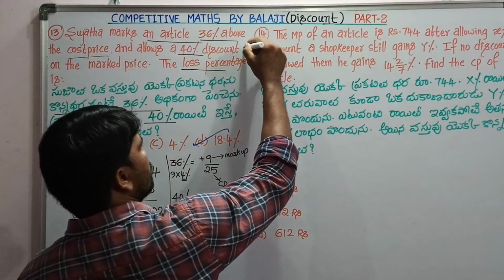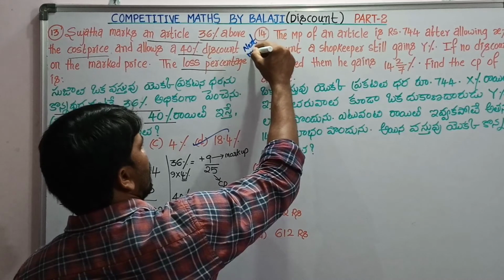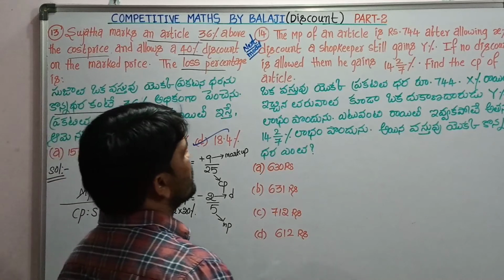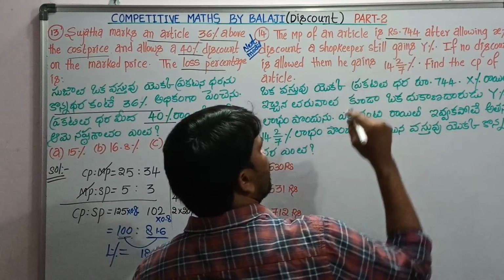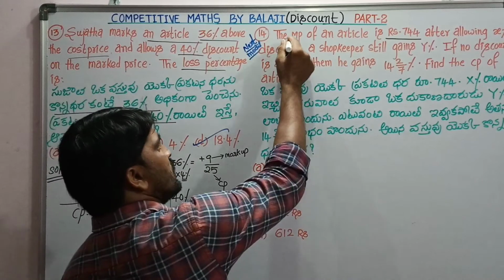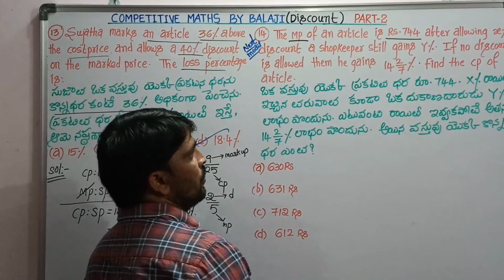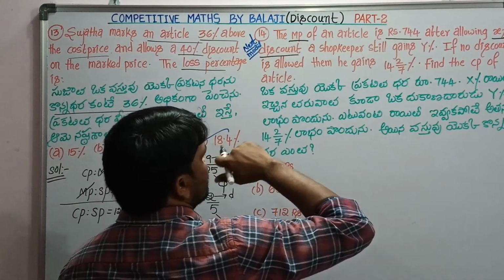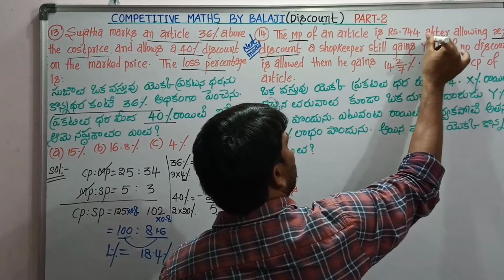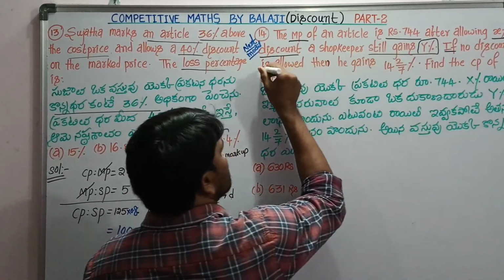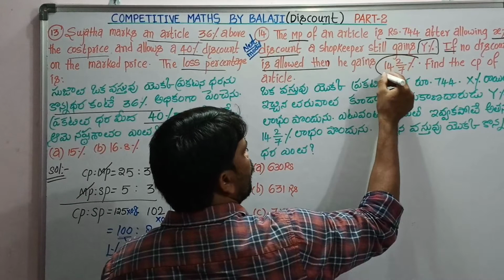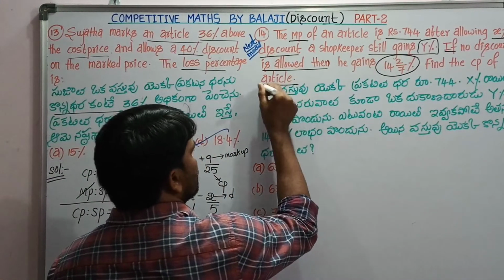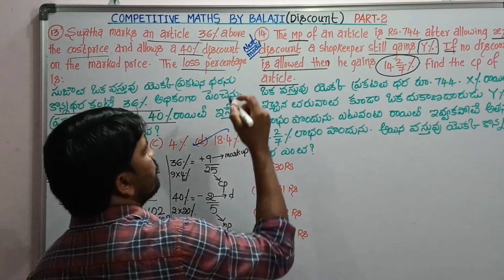Now next model question. Next model problems, 14th one. The market price of an article is rupees 744. After allowing X% discount, a shopkeeper still gains Y%. If no discount is allowed, then he gains 14 whole 2 by 7% profit. Find the cost price of the article. Yes, very important question.